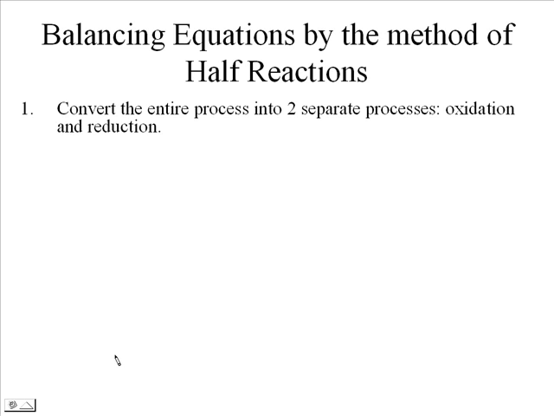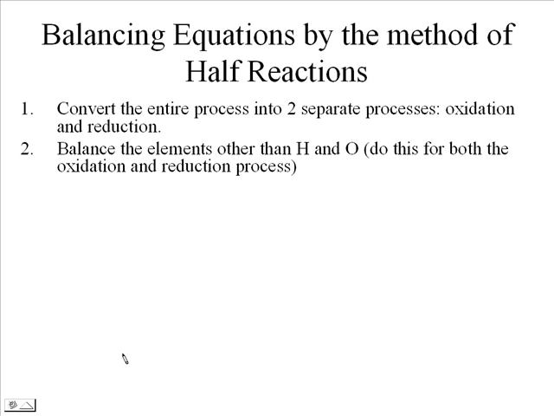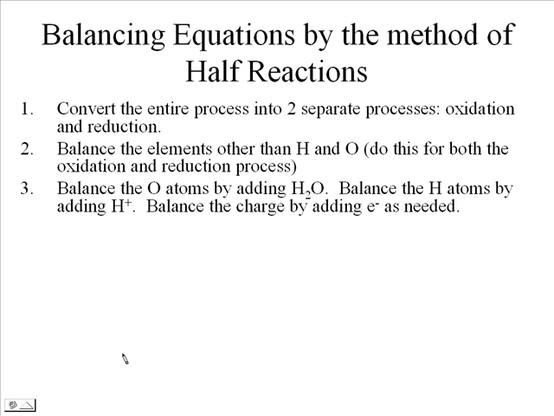Okay, so how do we do it? Okay, first of all, like I just said, you convert the entire process into 2 separate processes, oxidation and reduction. Then you balance the elements other than hydrogen and oxygen. If it doesn't have hydrogen and oxygen, then don't worry about it. Just balance, don't worry about the hydrogen and oxygen at all. Okay, for both processes. Then if there's oxygen atoms, you balance the oxygens by adding water to the side that needs it to balance the oxygens. And then you balance the hydrogens by adding H+ to the other side.